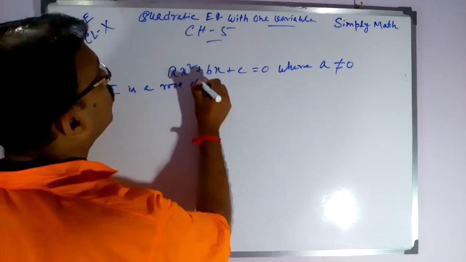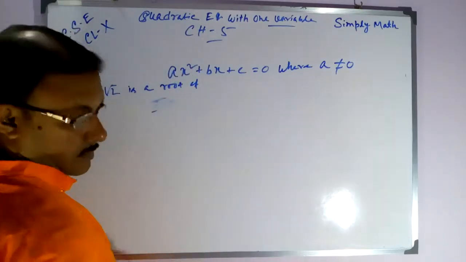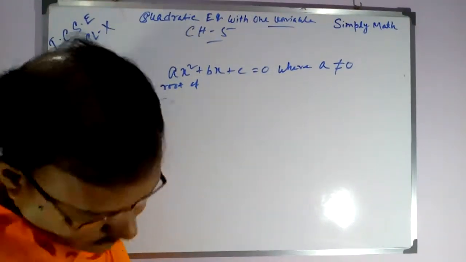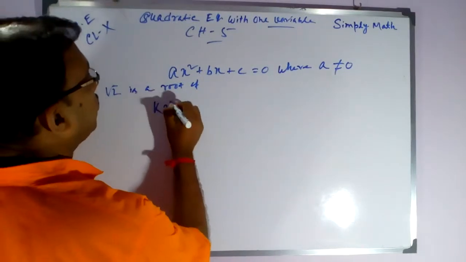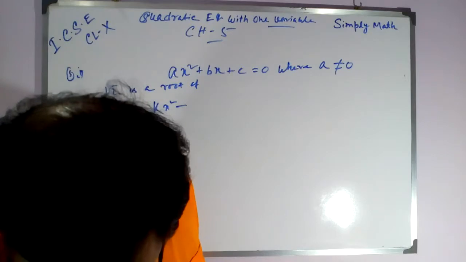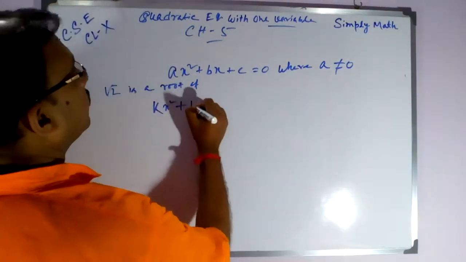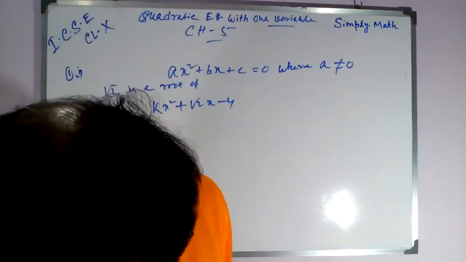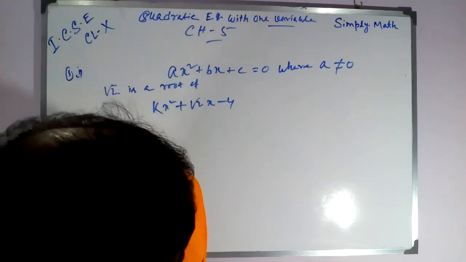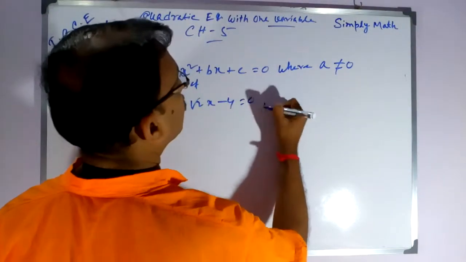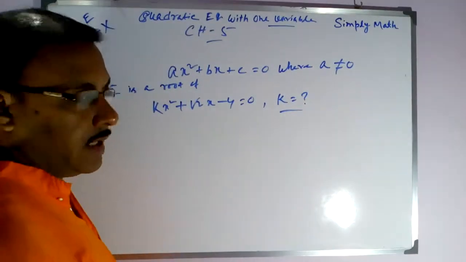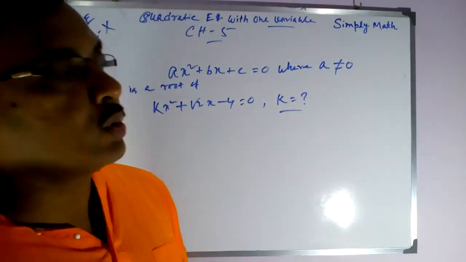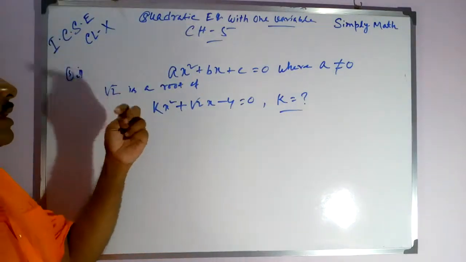Take another one. Now there is a problem. If root 2 is the root of the equation kx square plus root 2x minus 4 is equal to 0, find the value of k. This is a quadratic equation where root 2 is a root.